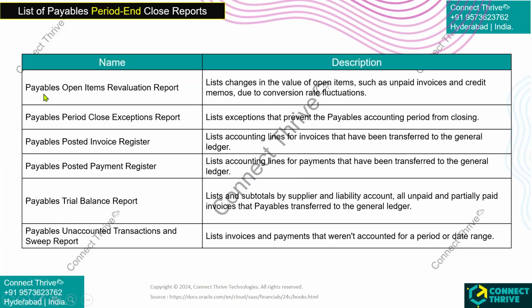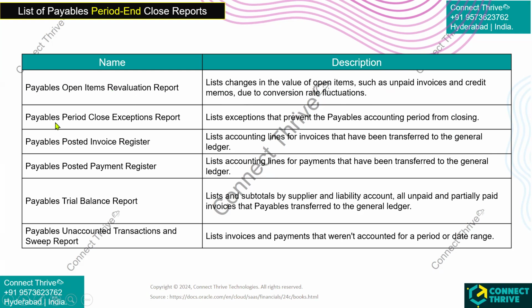So the very first one, the Payables Open Item Revaluation Report. What will this report do? It lists changes in the value of open items. Open items, in the sense, are AP open invoices, either PO matched invoices or non-PO based invoices, such as unpaid invoices. Here they mention it very clearly. Then the credit memos due to conversion rate fluctuations. So that it will provide the list.